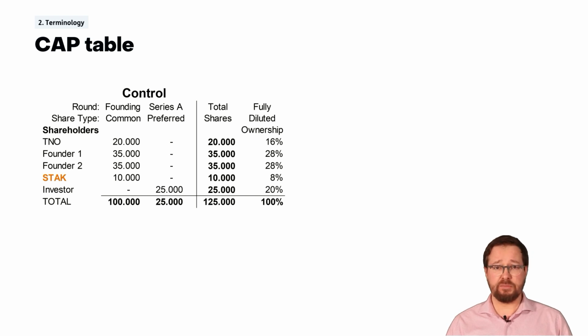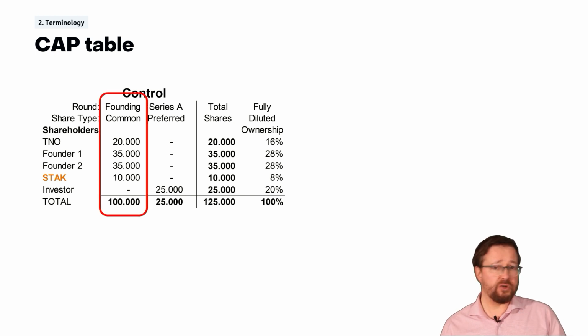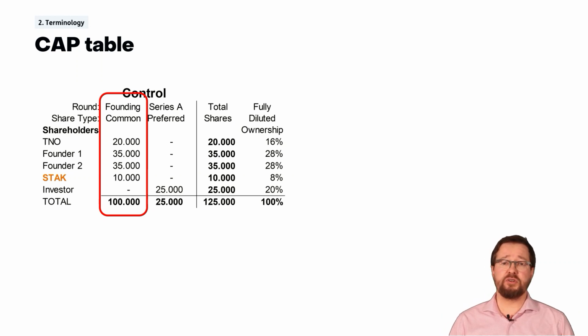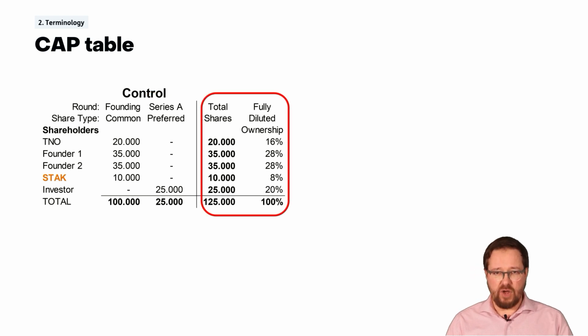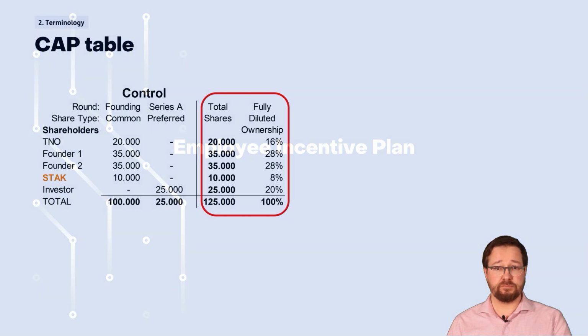Cap tables can become very complex, especially when different types of shares are involved. This example of the cap table shows the impact of an investment. The founding common column shows the status before the investment. The Series A preferred column shows how many new preferred shares are issued to the investor. The right part shows the situation after the new investment and the amount of shares everyone is left with.